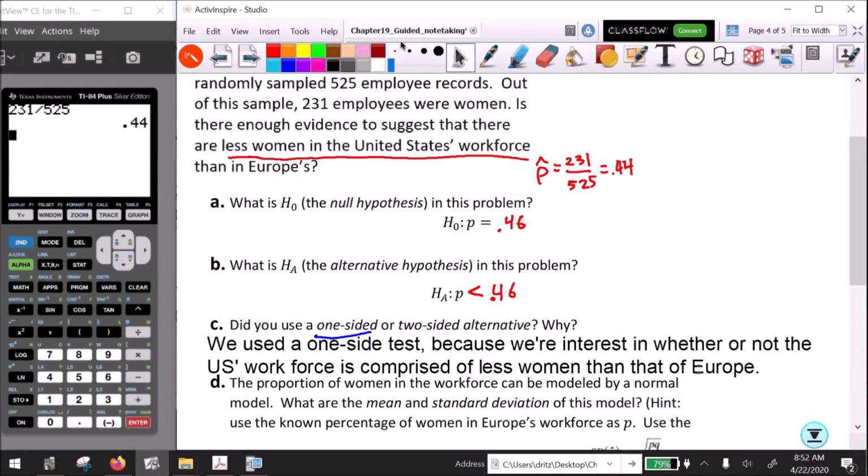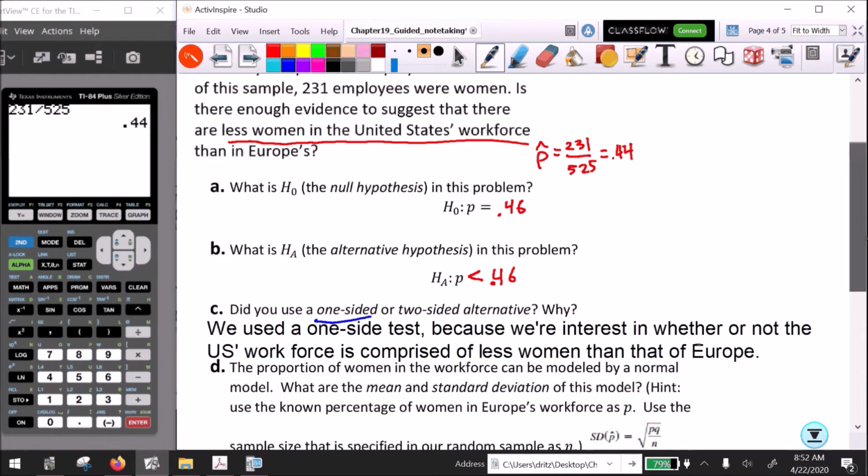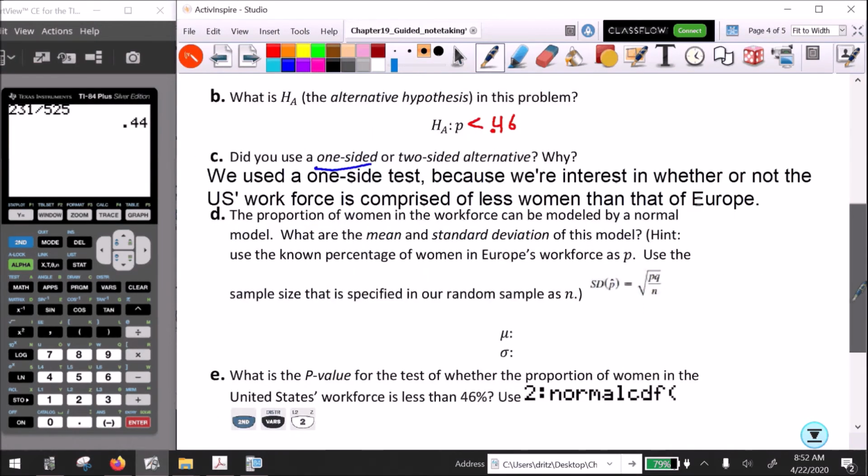So if we were only strictly interested in if the United States workforce contained a different amount of women than Europe's, that would be a two-sided alternative hypothesis. But since we're strictly considering the possibility that the United States has less women, that's why it's one-sided. The proportion of women in the workforce can be modeled by a normal model. What are the mean and standard deviation of this model? Hint, use the known percentage of women in Europe's workforce as P.